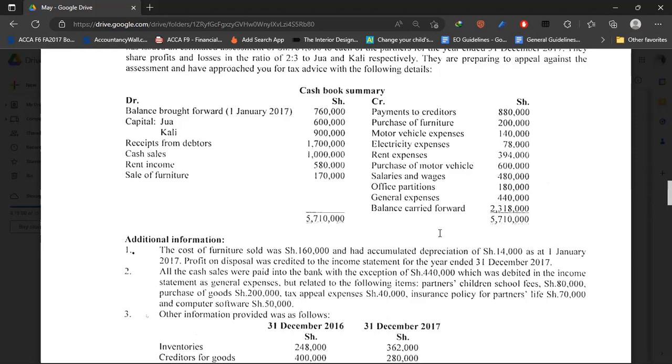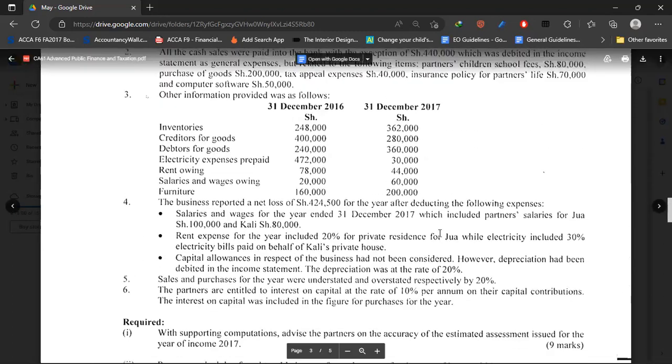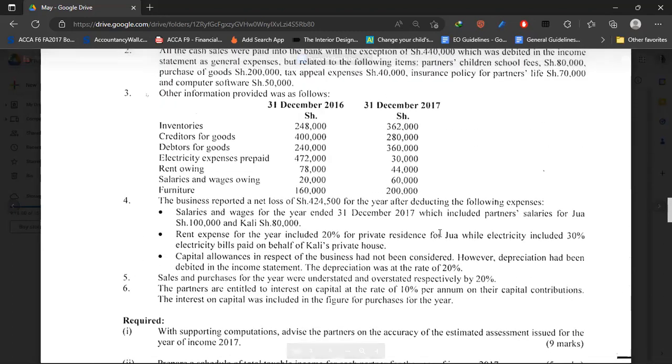Other information provided was as follows: inventory 248,000 as at 31st December 2016, 362,000 December 2017. Creditors for goods 400,000 December 2016, 280,000 December 2017.